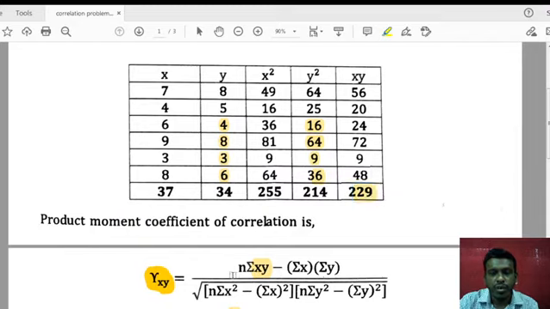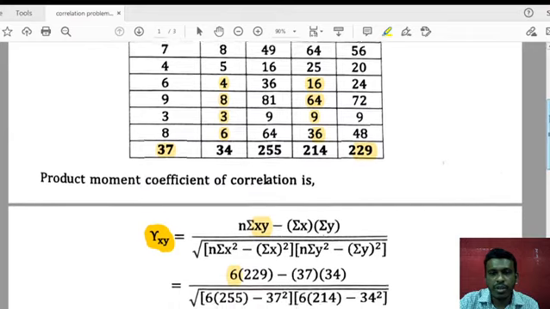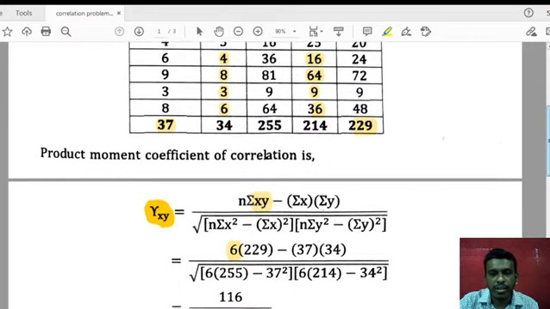Okay, so what you get is 6 into 229 minus summation x. Summation x, that is sigma x, is 37, into sigma y. Sigma y is 34. Okay, so the numerator is put. Now let's move towards the denominator.